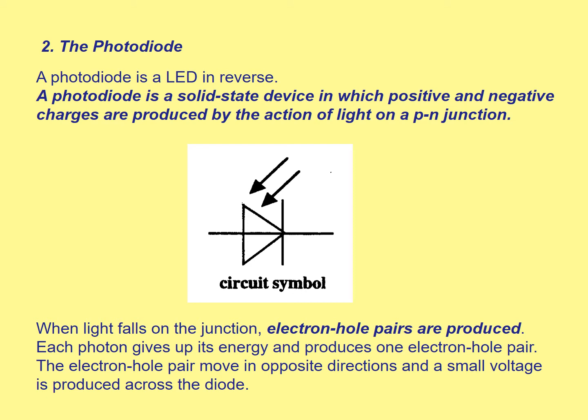So when light falls on a junction, electron-hole pairs are produced. Each photon gives up its energy and produces one electron-hole pair. The electron-hole pair then move in opposite directions because they have opposite charges, and a small voltage is produced across the diode.